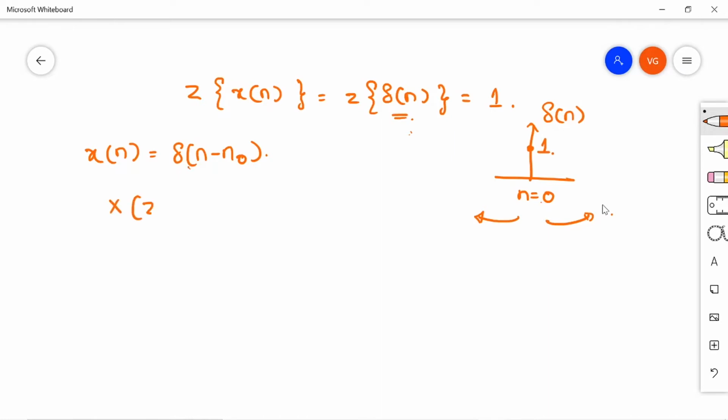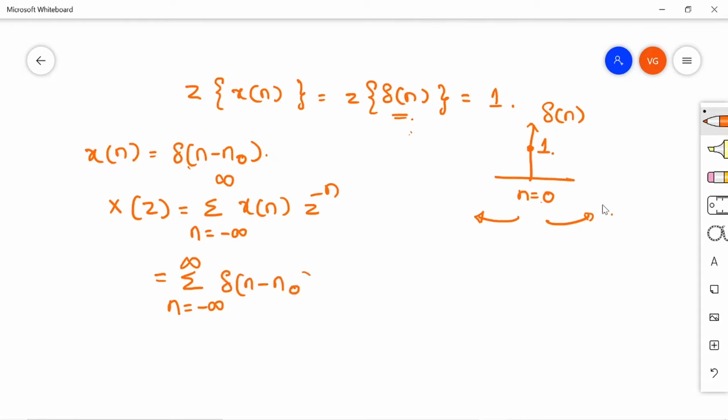Now let us find out X(z). X(z) is the sum over n running from minus infinity to infinity of x(n) z^(-n). That is nothing but, I'll replace x(n) with the required signal, that is delta(n minus n0) z^(-n). Now you expand this over minus infinity to infinity.